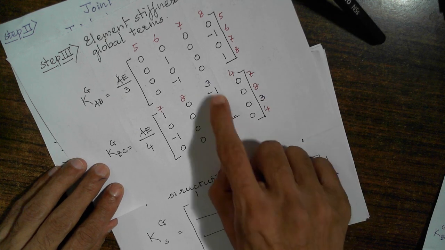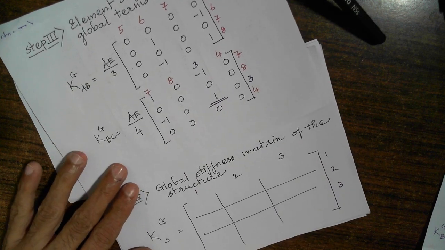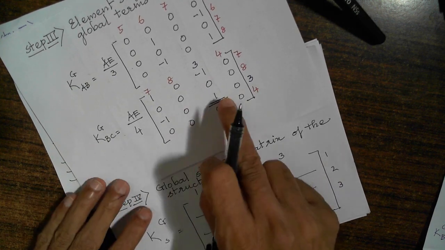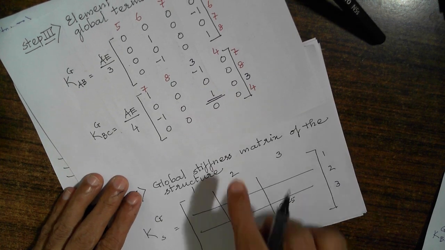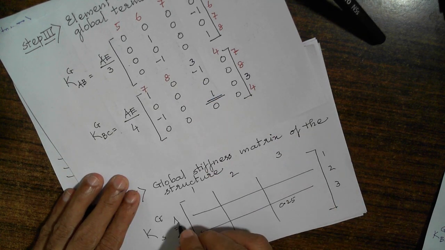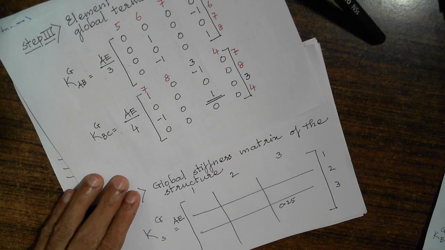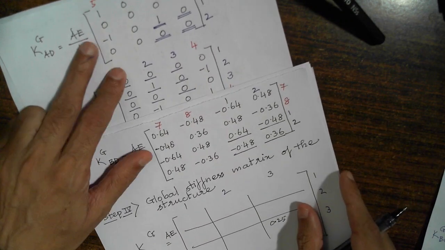This element is third row, third column, and this element is not 1, it is 1 by 4, that is 0.25. So I am mapping this 3 3 over this 3 3 and the value of it is 0.25. It's not pure 1, it is 1 by 4. I am taking AE common. So 0.25. Now from member AD, what can I map from member AD?